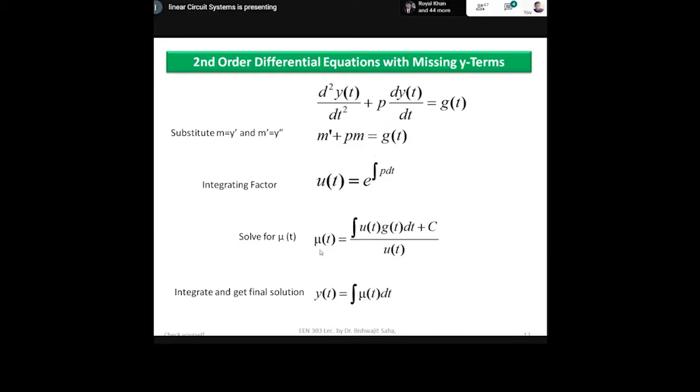After that, we will find mu of t, another term which is necessary to find the final solution. So mu of t equals integration of u of t g of t dt plus c, divided by u of t. How does this term come? Look at the equation. u of t, everybody understands, is the integrating factor. g of t is the right side function of the equation. If it is 0, then you have to write 0 here instead of the g term. If it is supply voltage, then you have to write the supply voltage. If it is any constant number, you can write that constant instead of g of t in the equation of mu of t. And plus c is the arbitrary constant. We consider it as an undefined constant.